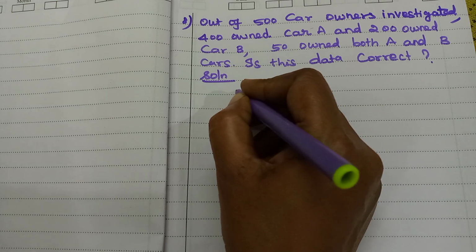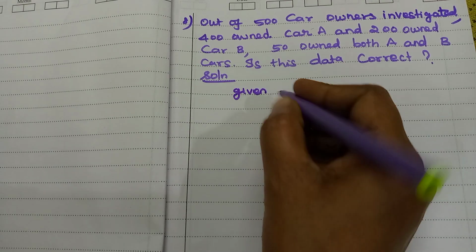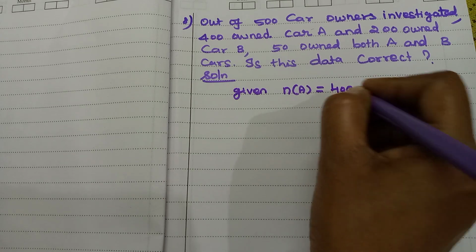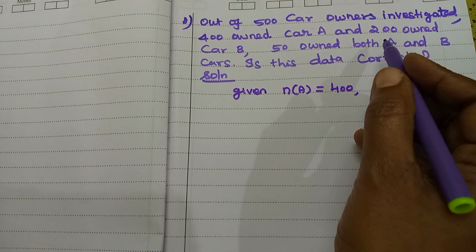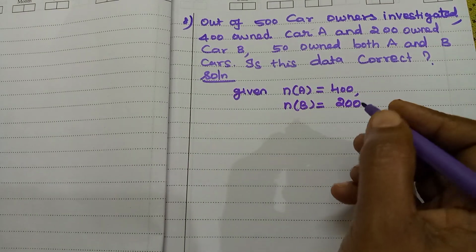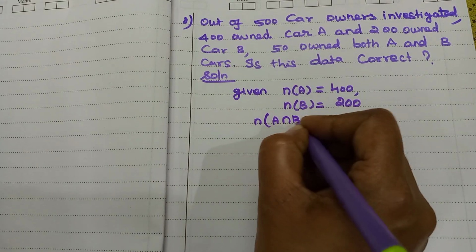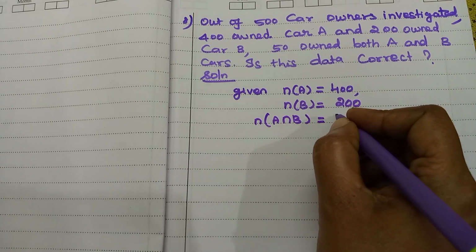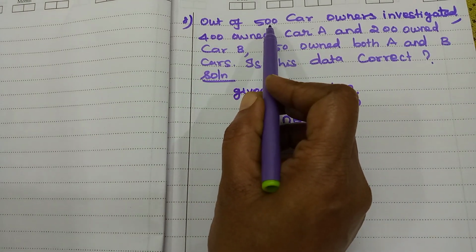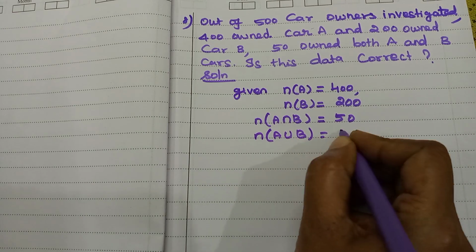Let us write the given. Number of owners who own car A, that is n of A, is equal to 400, and number of them who own car B, that is n of B, is equal to 200. Next, both means intersection. So n of A intersection B is equal to 50. And out of 500 cars total, that is n of A union B is equal to 500.